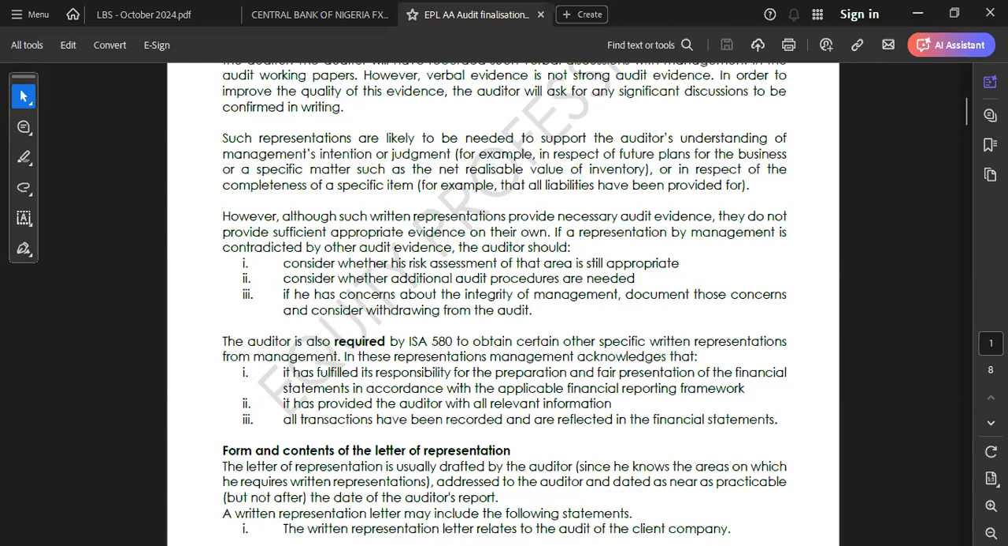But if management is still insisting that the written representation is the truth, and it is contradicting the audit evidence, the auditor might consider withdrawing from the audit. But before the auditor decides to leave an audit, he needs to first verify that he has conducted his own risk assessment appropriately, and that he has carried out enough audit procedures to back his audit evidence. And if he's still very certain about his audit evidence, he needs to discuss with management. And if management is not considering his concern, he might need to withdraw from the audit.